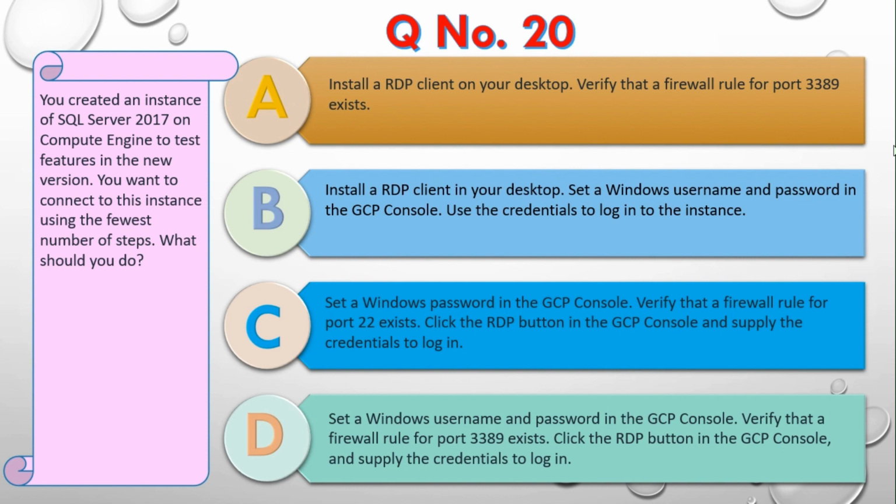Option C, set Windows password in the GCP console, verify that a firewall rule for port 22 exists. Click the RDP button in the GCP console and supply the credentials to log in. Option D, set a Windows username and password in the GCP console. Verify that a firewall rule for port 3389 exists. Click the RDP button in the GCP console and supply the credentials to log in. Option B is the correct answer.